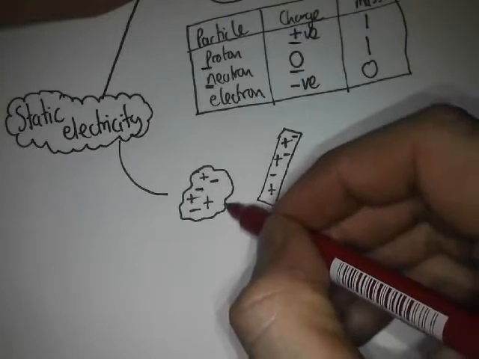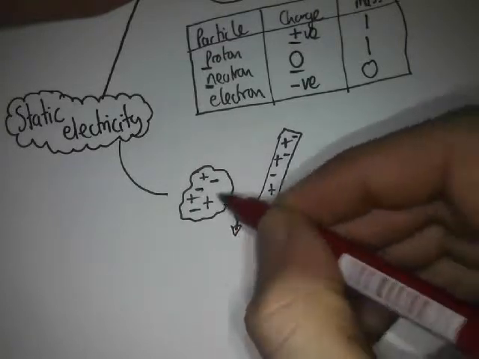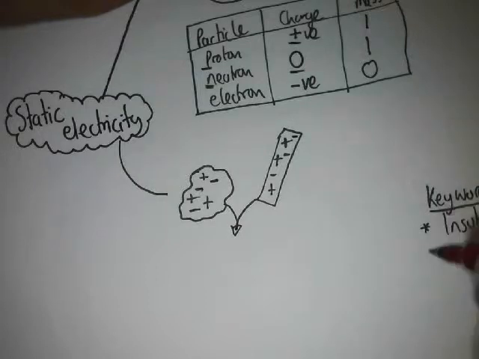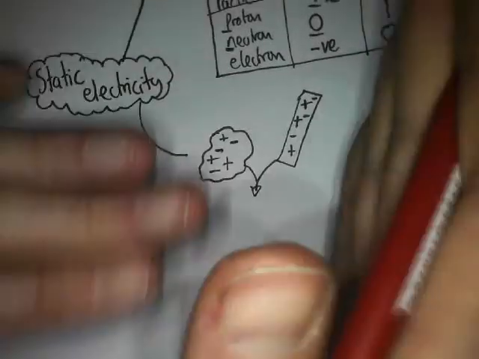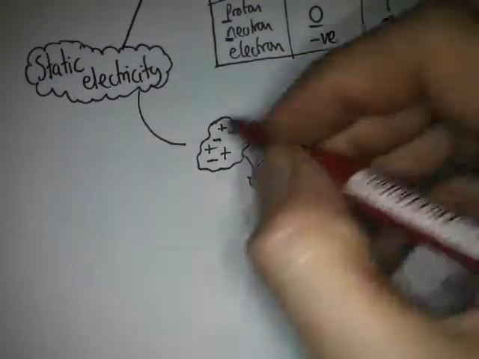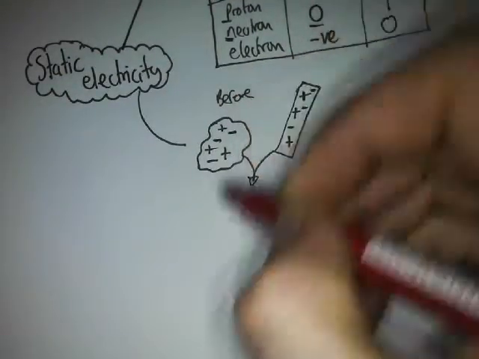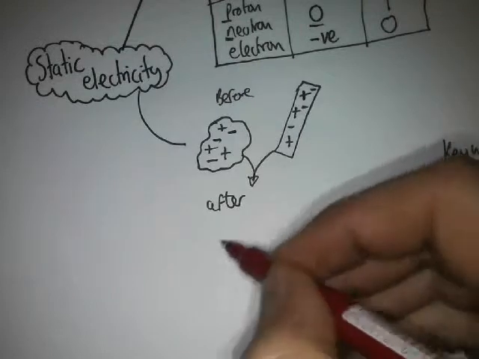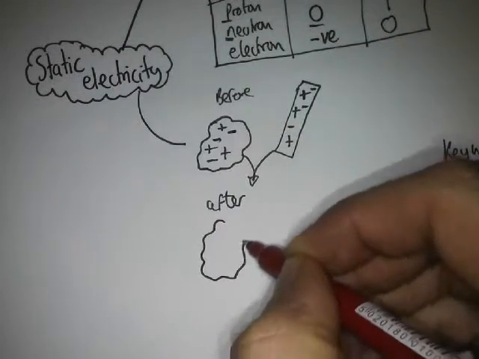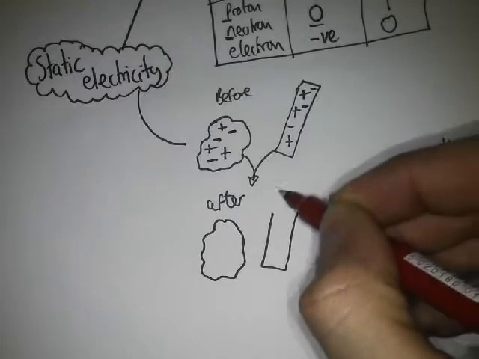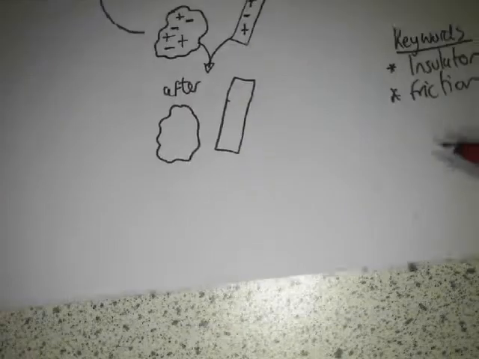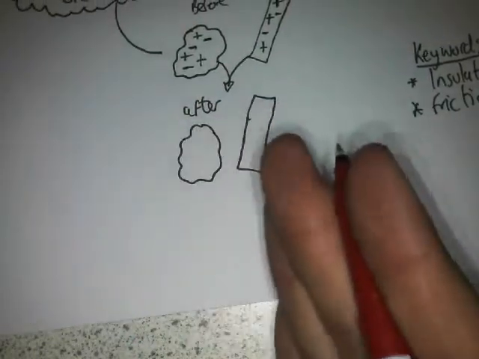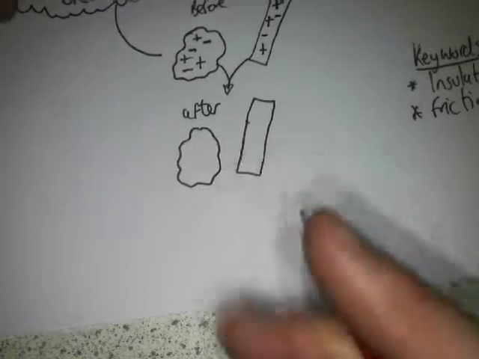Now, if you start to rub these insulators together, causing friction, keyword box, friction. If they are rubbed together, and this is a before diagram, and this is an after diagram, the electrons will be rubbed off from one to another because they're flying around the outside and they can easily transfer from one to another. So they are transferred from one to another. You will know by exam question which way they have gone.